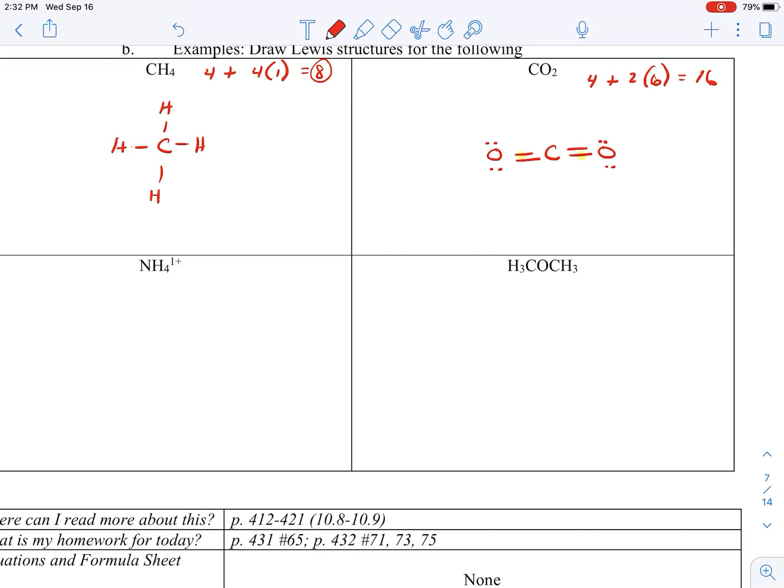Carbon has 8 electrons around it. Each oxygen has 8 electrons around it. And that would be our first one. Sometimes this is just going to take some practice. Okay, so let's roll on to the next one.